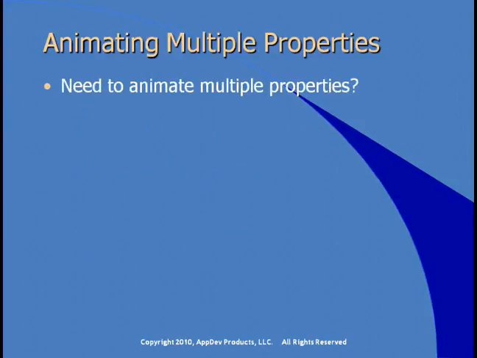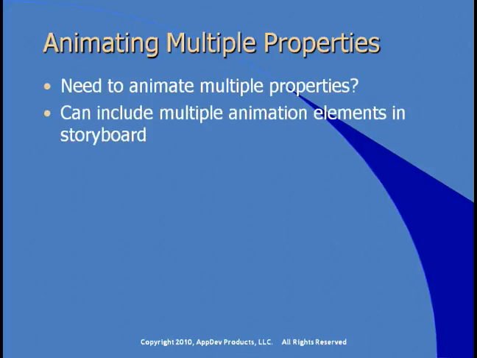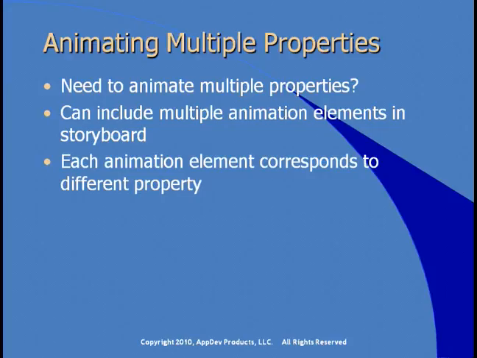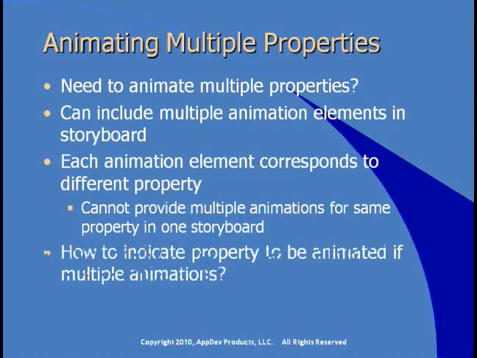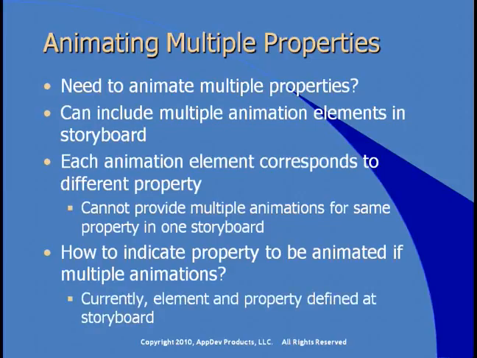What if you need to animate multiple properties? You can include multiple animation elements within a single storyboard. Each animation element corresponds to a different property. But you can't provide multiple animations for the same property in one storyboard. That's a limitation of the technology. How do you indicate the property to be animated if you're using multiple animations? Currently, in our previous example, the element and the property were defined at the storyboard level, not at the animation level, so we have a conundrum here.